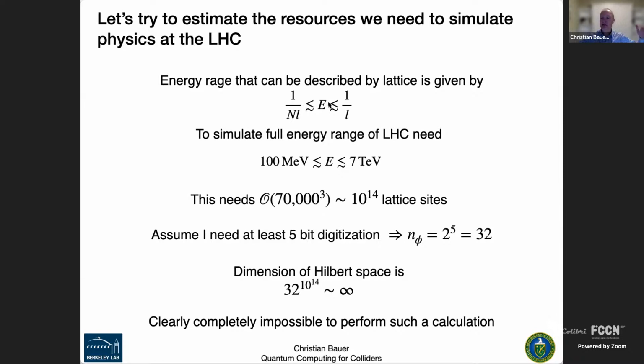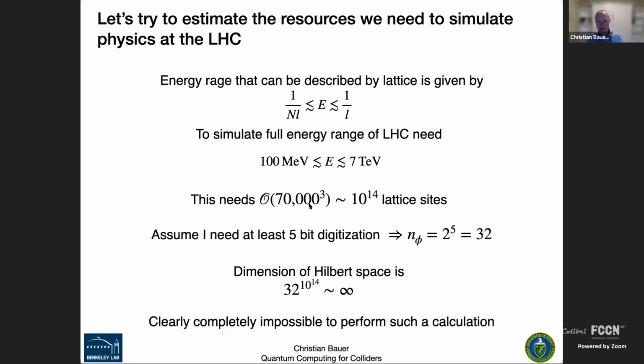Conversely, the lowest energy, or the largest wavelength I can see, is a wavelength the size of my lattice, the length capital L, which is given by N times l. So this is the energy range I can describe on the lattice that I set out. If I want to describe a given energy range, I have to choose my lattice spacing and my number of lattice points based on it. So now let's say I want to describe the full range of the LHC. We need to go up to 7 TeV. And maybe we want to capture hadronic physics, so let's say we go down to 100 MeV or something like this, below the QCD scale.